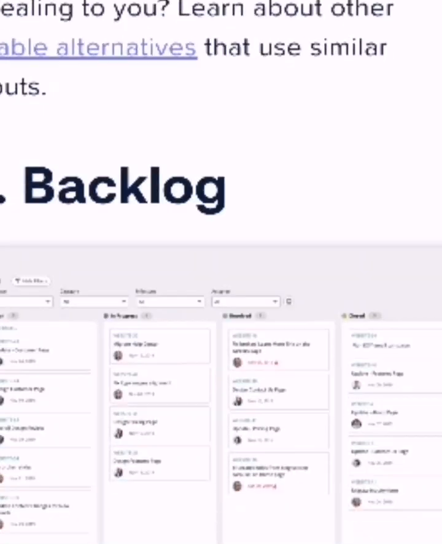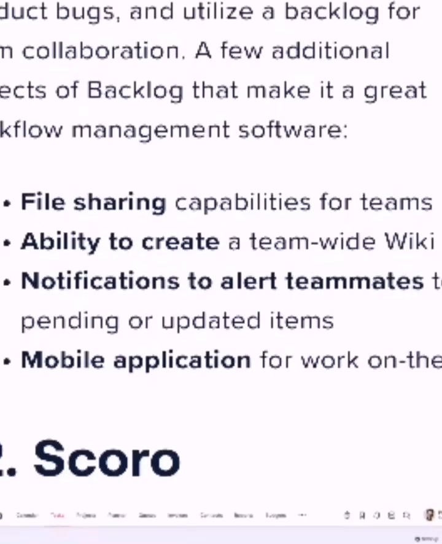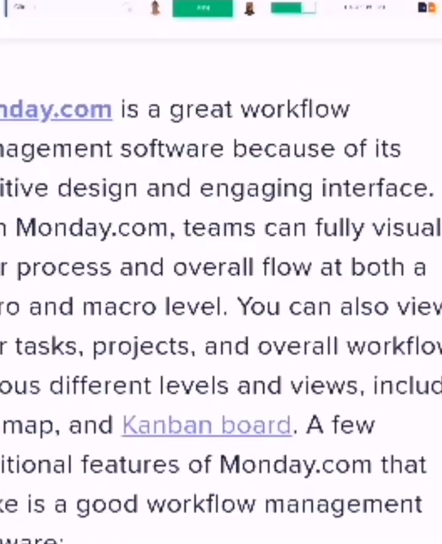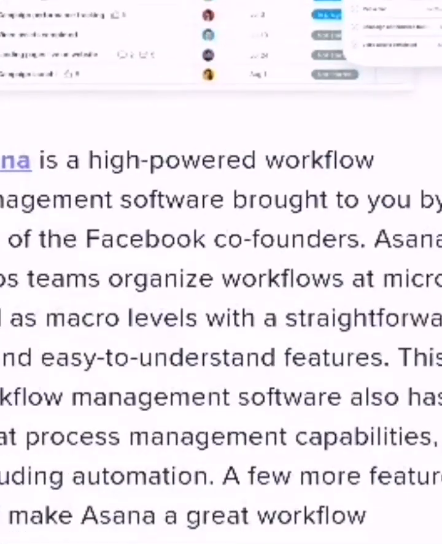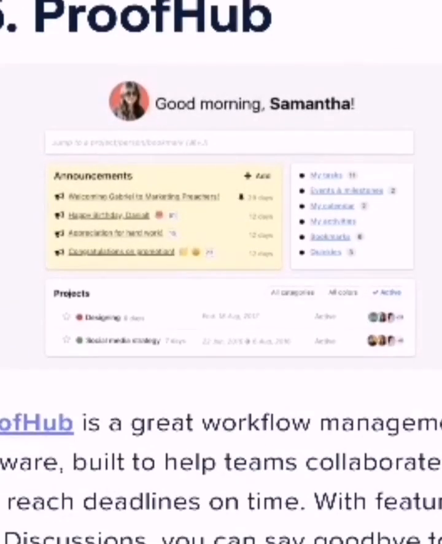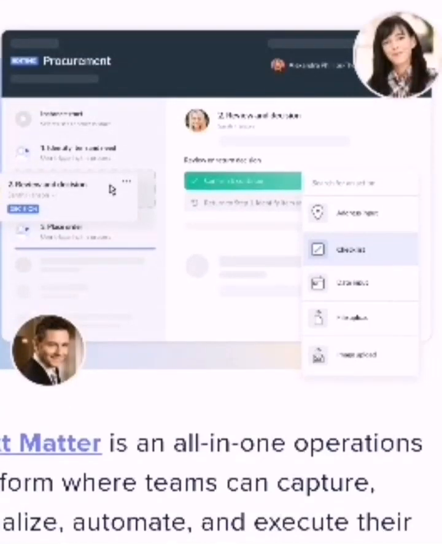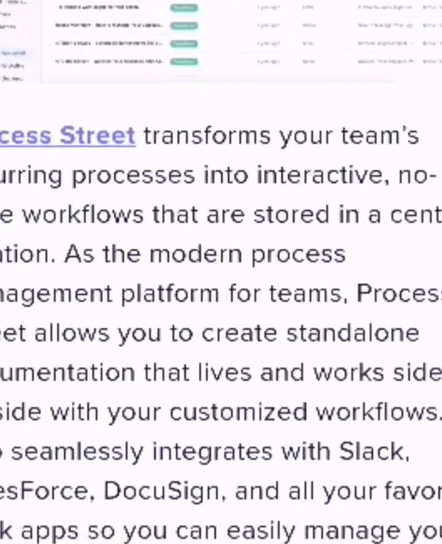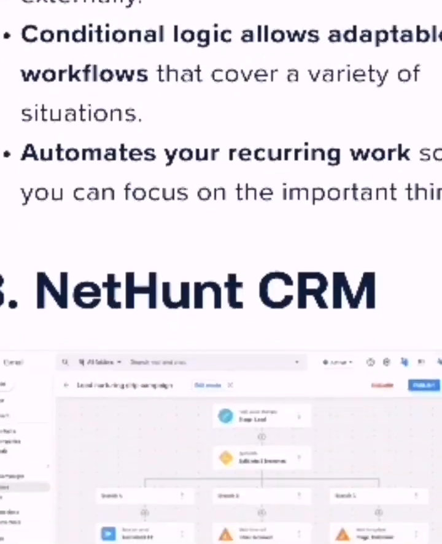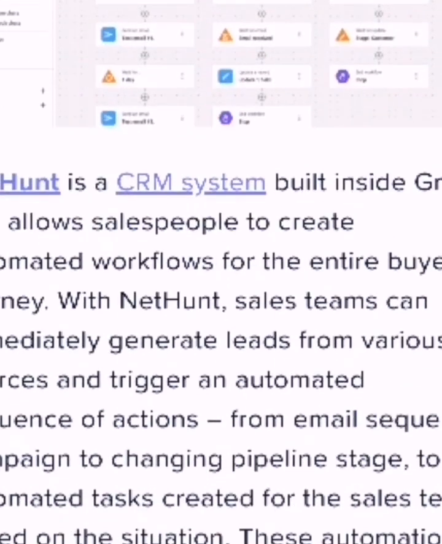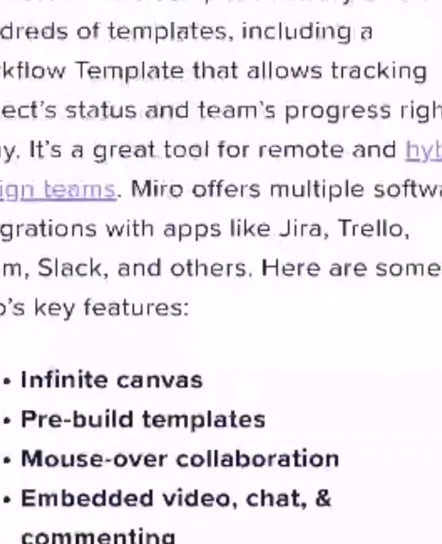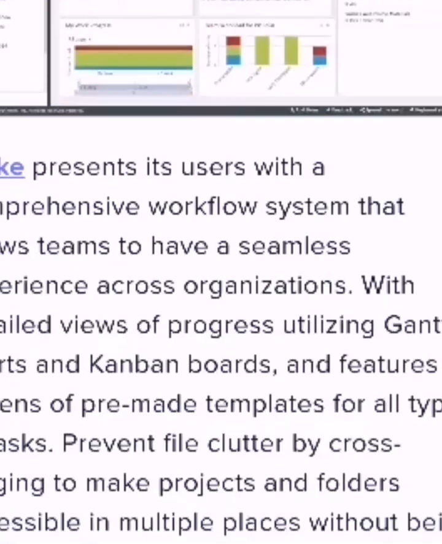Next one, number 11 is Backlog. Number 12 is Scoro. Number 13, Monday.com. Number 14 is Asana. Number 15, Proof Hub. Number 16, Nextmatter. Number 17 is Process Street. Number 18 is NetHunt CRM. Number 19, Scribe. Number 20 is Miro. Number 21 is Roik. So friends, that was all about today's session.